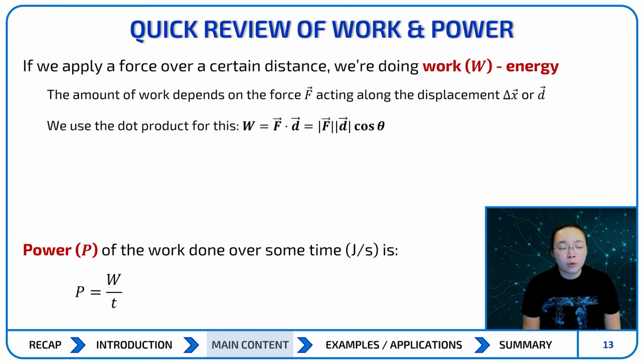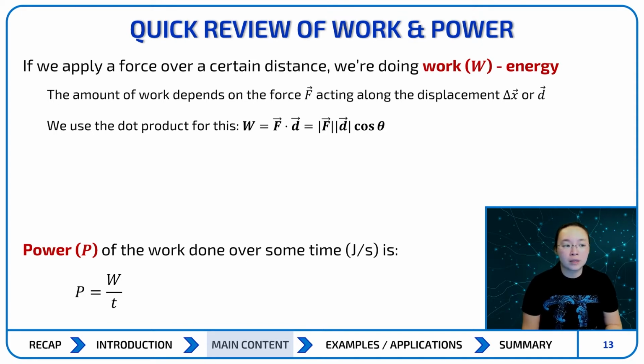We now want to go through a quick review of work and power and energy. So in terms of work, if we apply a force over a certain distance, what we're doing is work. We need energy to be able to push an object over a certain distance. Work is just a type of energy. We represent it as W. The amount of work that is done is going to depend on, number one, how much force you're exerting, as well as how far you're pushing the object.